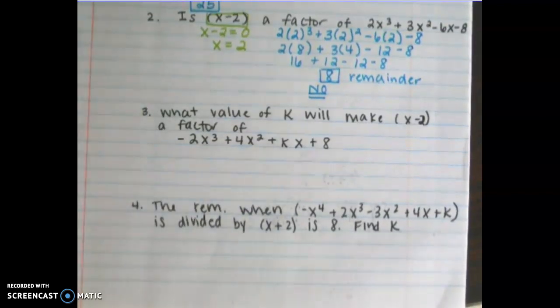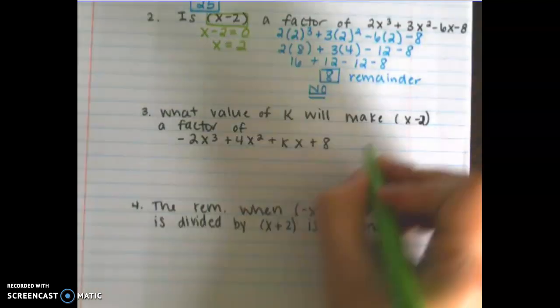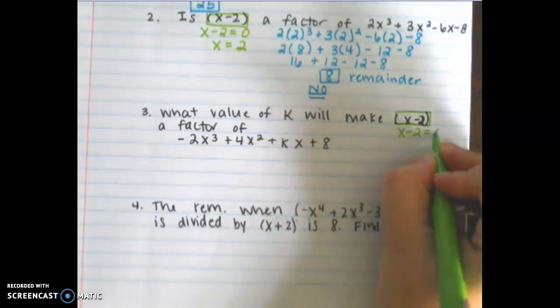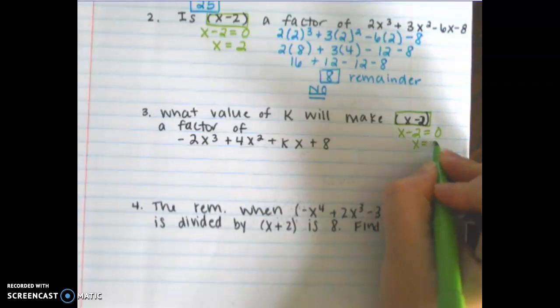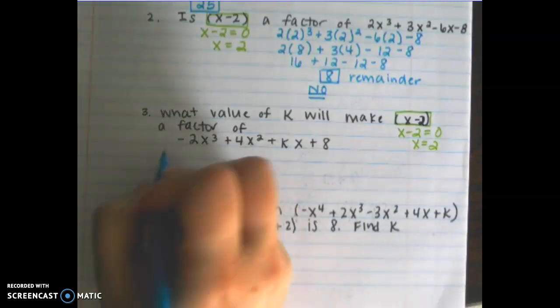For question number 3, what value of k will make x minus 2 a factor? Again, if it is a factor, then this factor has to equal 0. So it would have a root of +2. So I'm going to plug +2 into my polynomial.